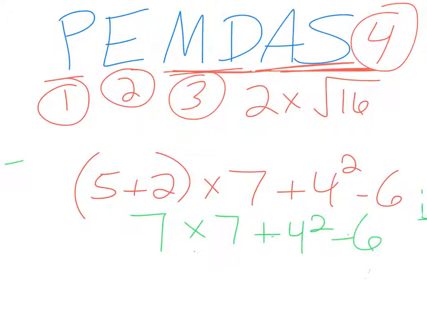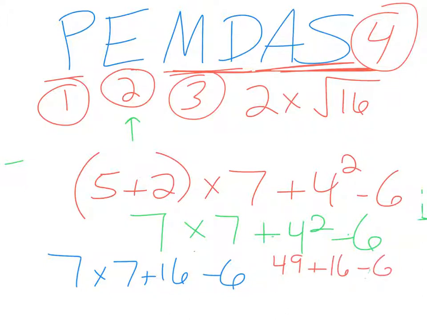Then the next step is to calculate any exponents. We do have a 4 squared, and we know 4 squared is 16. So what I'm left with, and I'm going to run out of room here, is 7 times 7 plus 16 minus 6. Then I get down to the third step, which is any multiplication and division. I do have a 7 times 7 there, so I'll write this in red so we can see that it's separate. 7 times 7 we know is 49, so I'm left with 49 plus 16 minus 6.